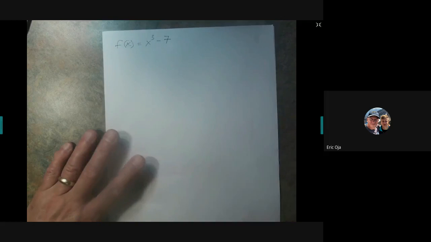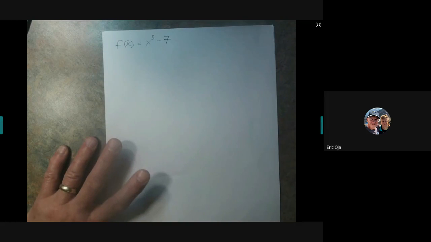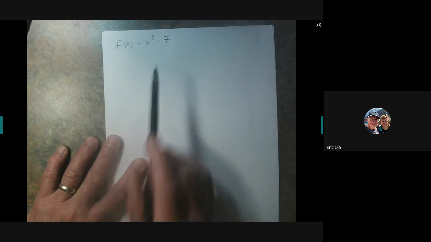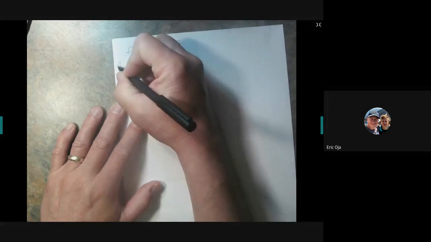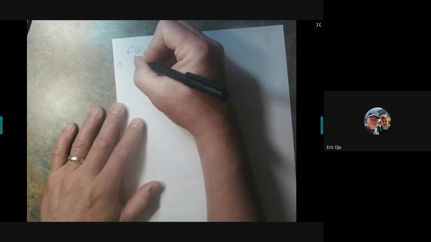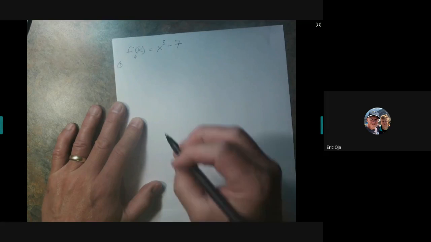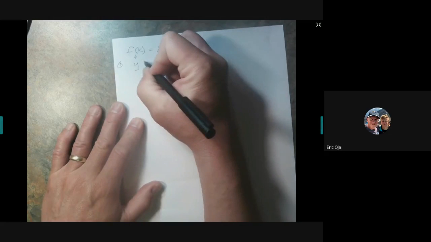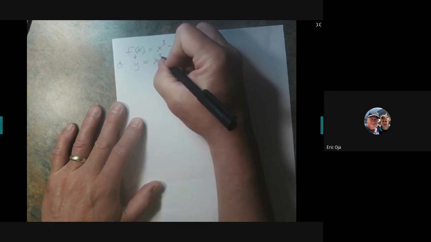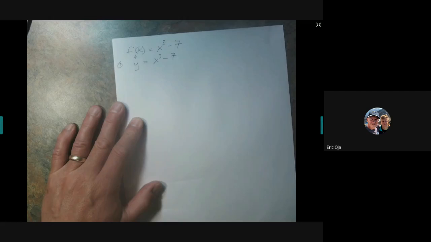Okay, so the question is, how do we find the inverse function for f of x equals x cubed minus 7? This is a real simple process. Here are the steps you go through when finding an inverse function. Step 1, and this seems kind of dumb, but it's helpful, is to rewrite the f of x as a y. So you get y equals x cubed minus 7.